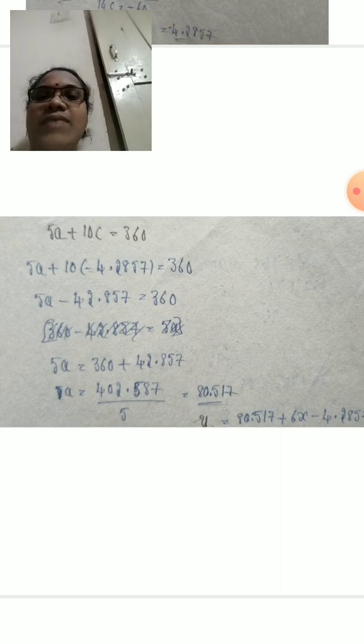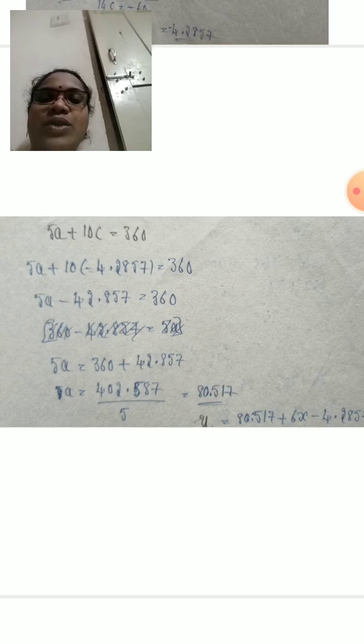Next is 5A plus 10C equals 360. 5A plus 10, C value is minus 4.2857, equals 360. 5A minus 10 into 4.2857, that is 42.857, equals 360. 5A equals 360 plus 42.857, that is 402.857. A equals 402.857 by 5, which is 80.517. So Y equals 80.517 plus 6x minus 4.285.